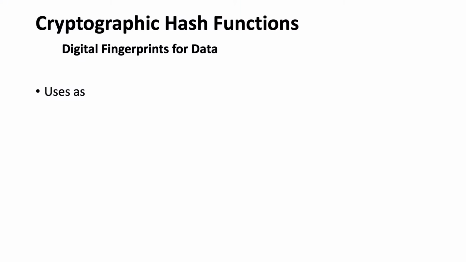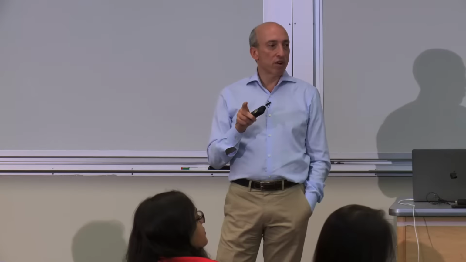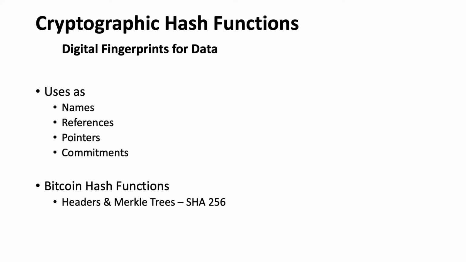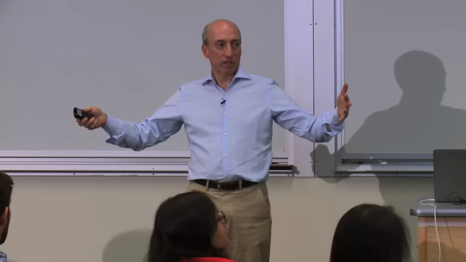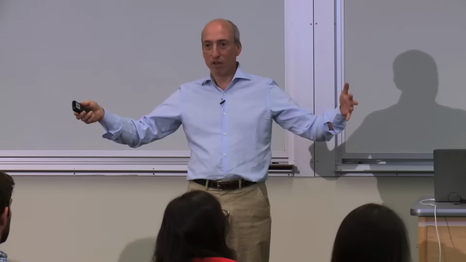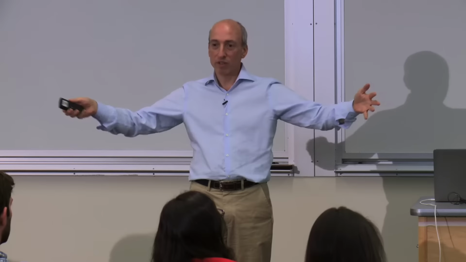So what is it used for? In many places, it's used for names and references and pointers and something called commitments. In Bitcoin, it's used for pointers because one block points to another block, but it's also used in commitments. You'll hear these words. We're not going to delve into them, but the headers in the Merkle trees use something called SHA-256, which is a standard, which is literally 256 bits long. That's zeros and ones for 256 registries.